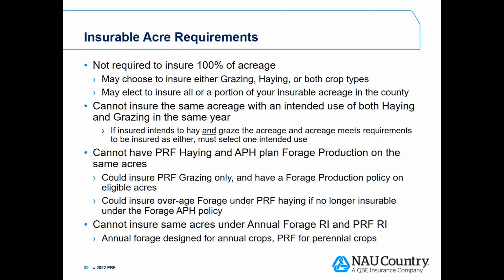Whatever ground you put in it, though, you can only use once, and you would need to be able to prove control of the ground. You can divide the ground. You've got 500 acres. You want to put 250 in grazing and 250 in haying. That's fine. These are completely fine. It just, for PRF, has to be naturally reproducing crops.